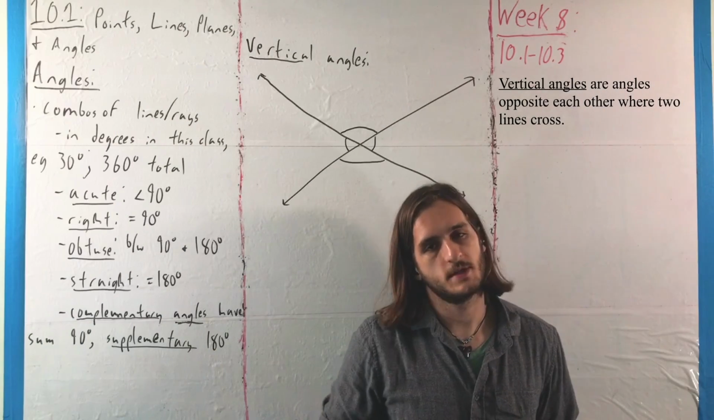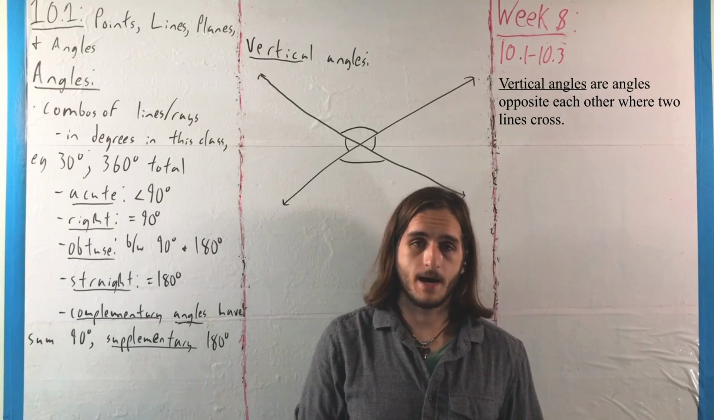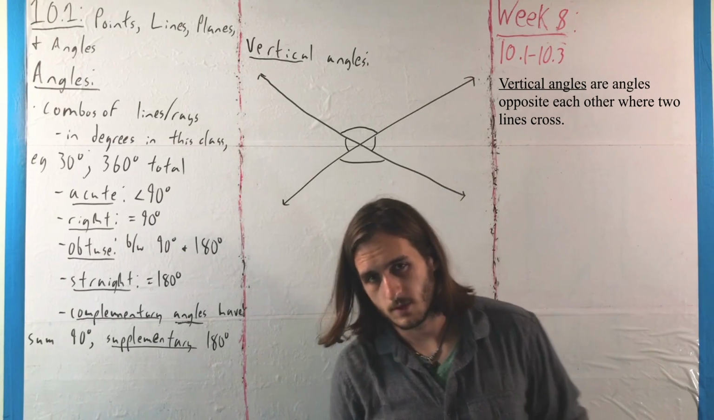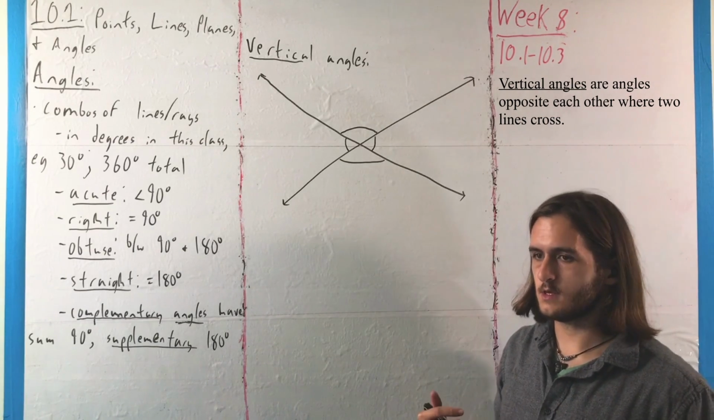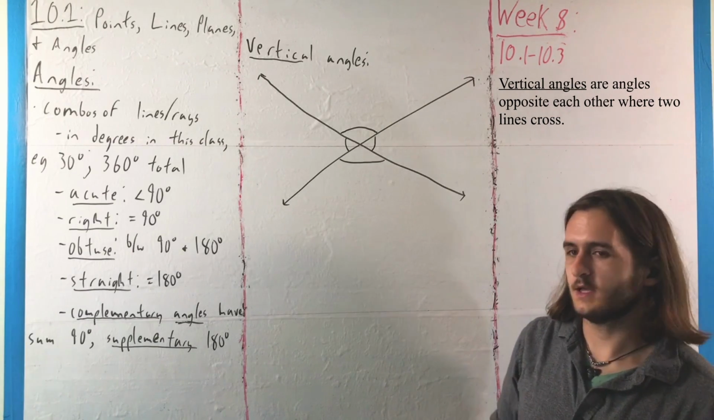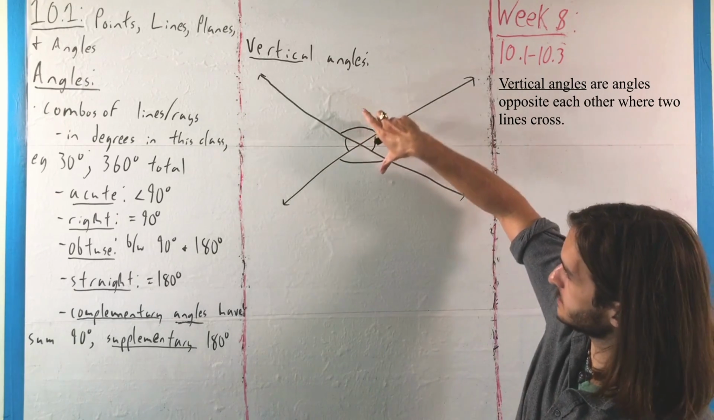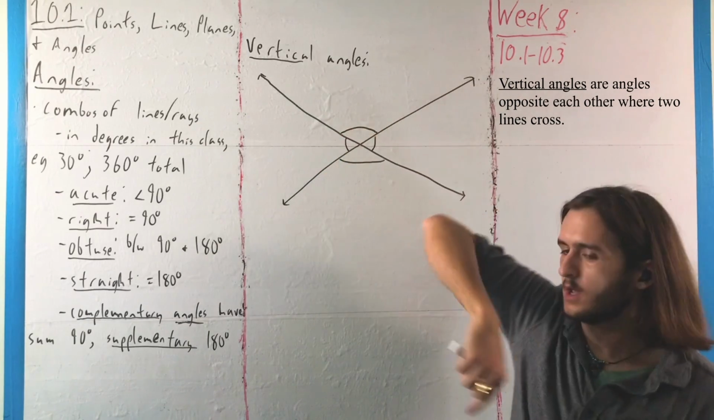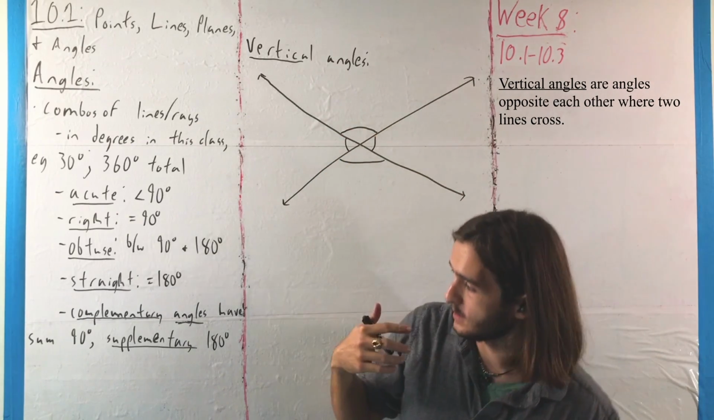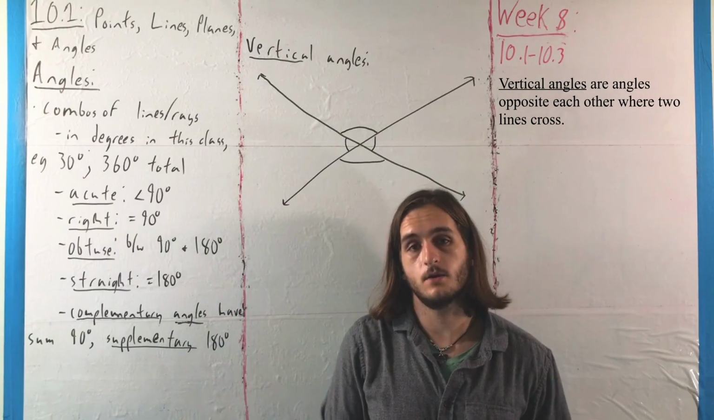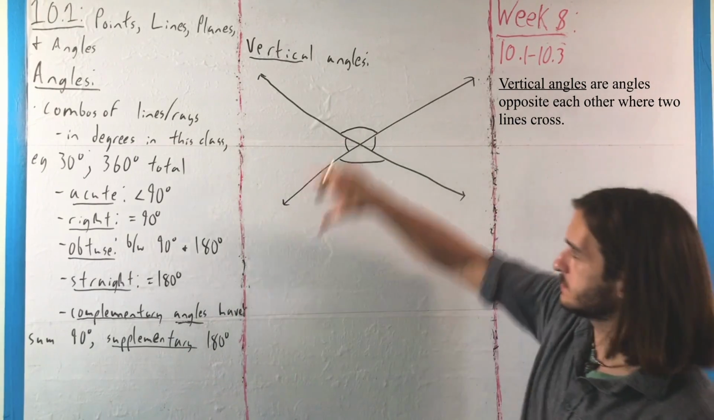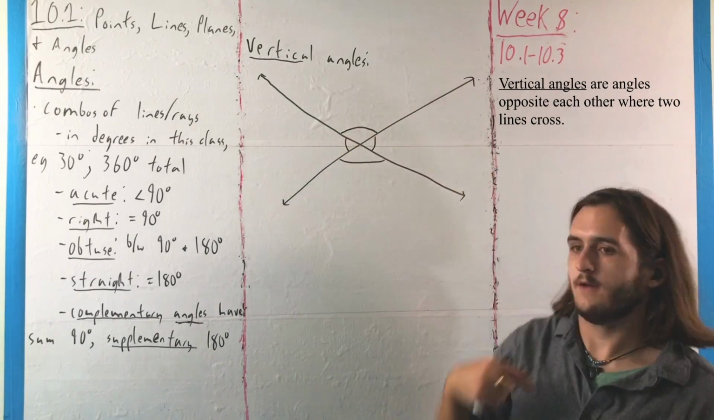For vertical angles, we're talking about the angles formed by the intersections of two lines, where in particular we're talking about the pair that are vertically and horizontally opposite of each other. That is, these two and these two, where thanks to the idea of supplementary angles, these pairs, here, here, and here, here, have to be the same.